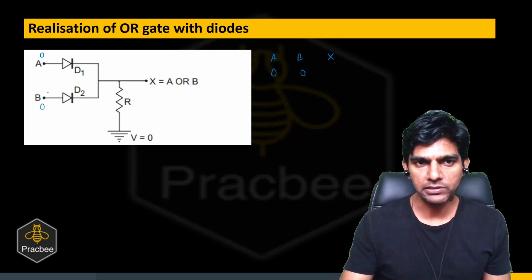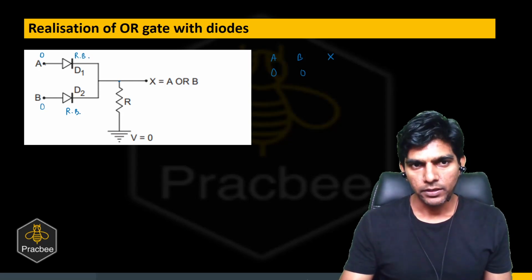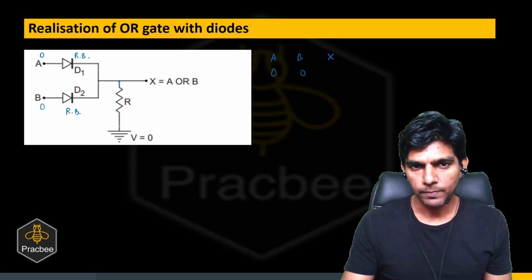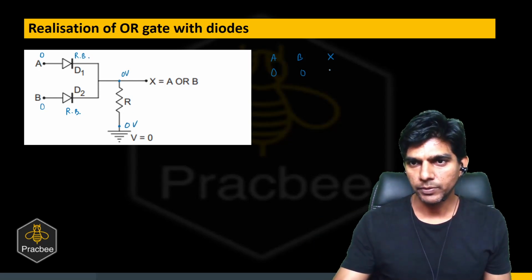If A is low and B is low, both these diodes will be reverse biased because the P side is connected to the low potential. If that is the case, we can say there will be no current, right? So it will be non-conducting. So the voltage at the output will be the same as the 0 volts. So here we are getting 0 volts. So we are getting a low signal. So it will be 0.